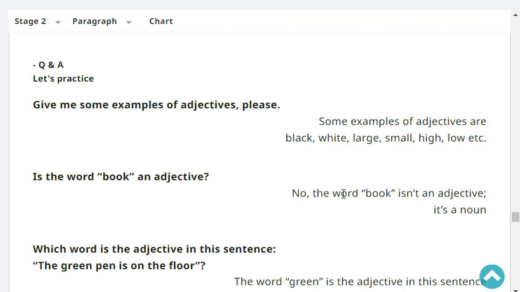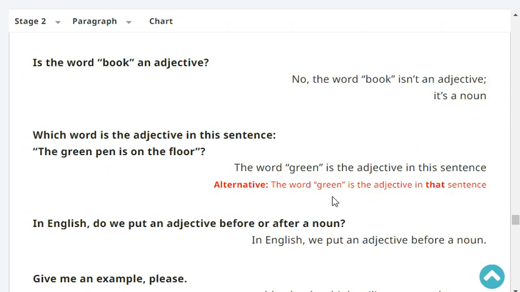Very good. Which word is the adjective in this sentence? The green pen is on the floor. The word green is an adjective. It is the adjective in that sentence. Very good.